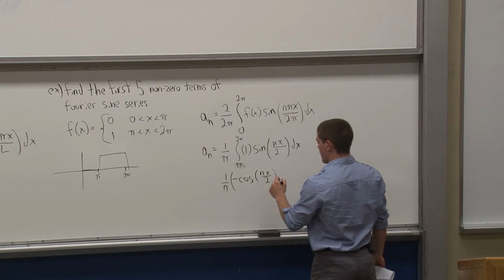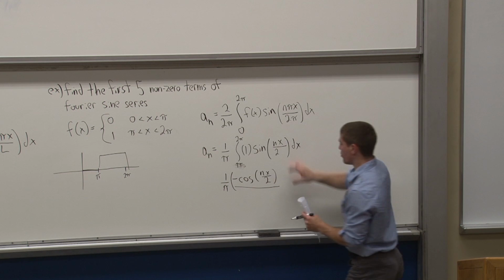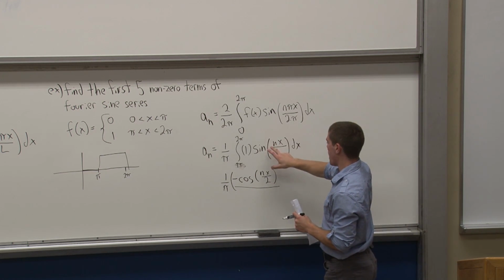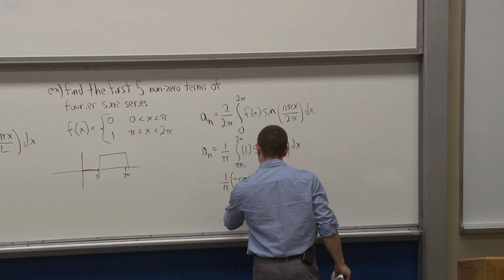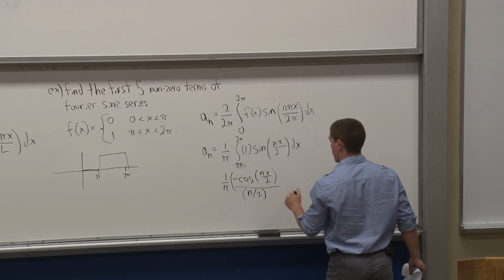You have that. And then it's going to be divided by the derivative of the inside. So the derivative of the inside is going to be n over 2. So you just put n over 2 on the bottom. And we can simplify that. We're going to do that in a minute.